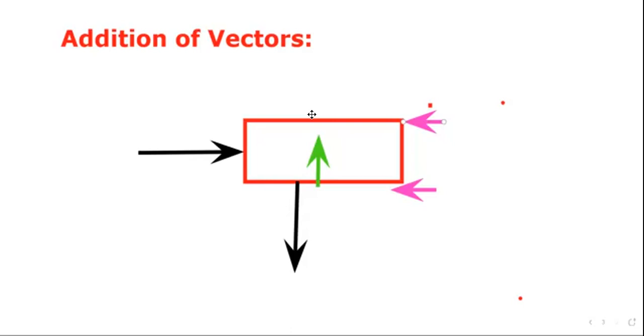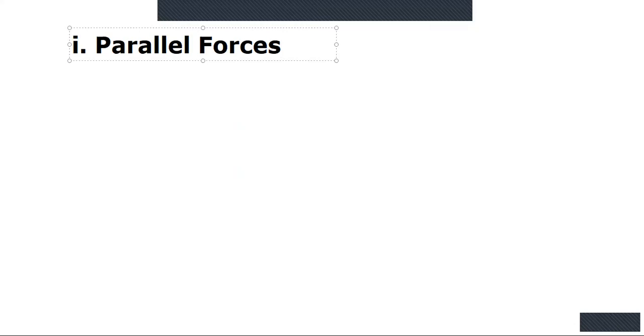So we have two different scenarios. The first scenario is whether the forces are acting parallel or non-parallel. So the first case is the case of parallel forces acting on the object. Parallel forces means parallel or anti-parallel.